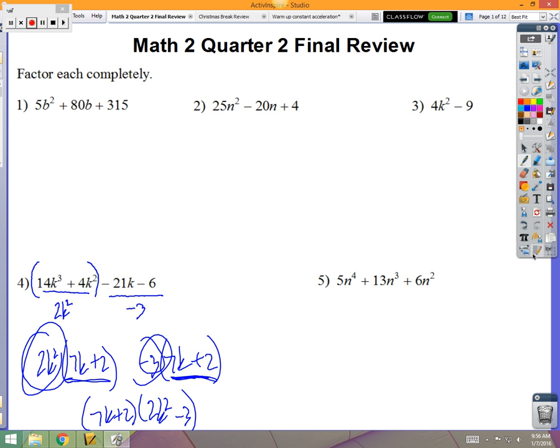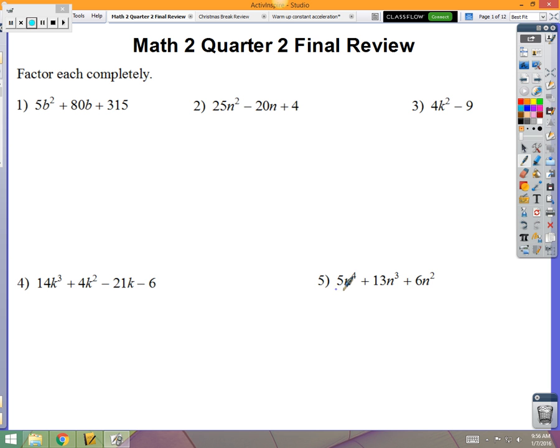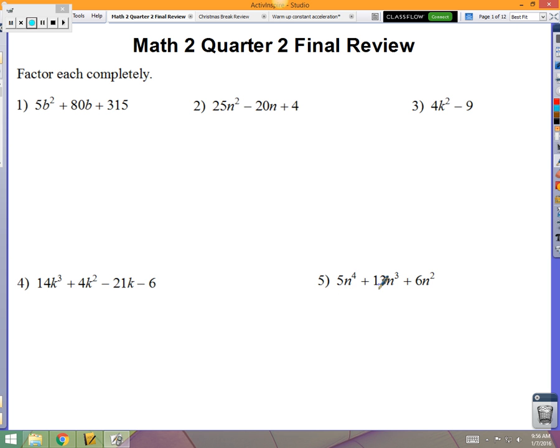Okay, number 5. Okay, 5 and 13 and 6 got nothing in common. But you can take out of each of the 3 terms, they've all got a bunch of n's. So take out some n's. So if you take out n squared from each of the 3 terms, you get n squared, and what you're left with is 5n squared plus 13n plus 6.